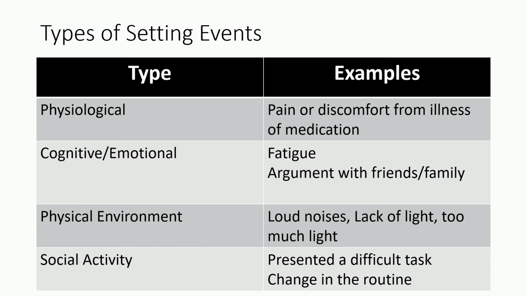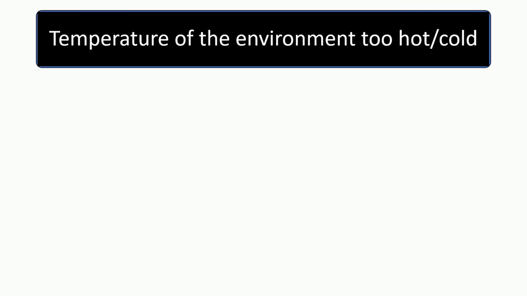It could be things in the physical environment, such as loud noises or lack of light or too much light. Or it could be a social activity when you're presented with a difficult task or a change in routine. So these are setting events that help set the stage for how we will interact with an antecedent. So for example, if the temperature of the environment is too hot or too cold, if you're feeling uncomfortable, the way that you behave might be different.